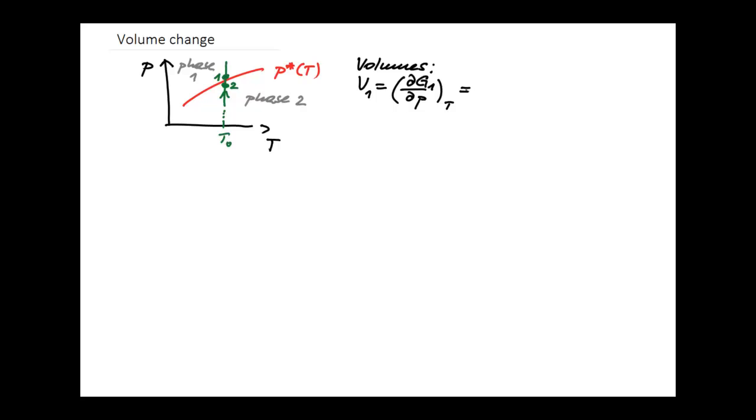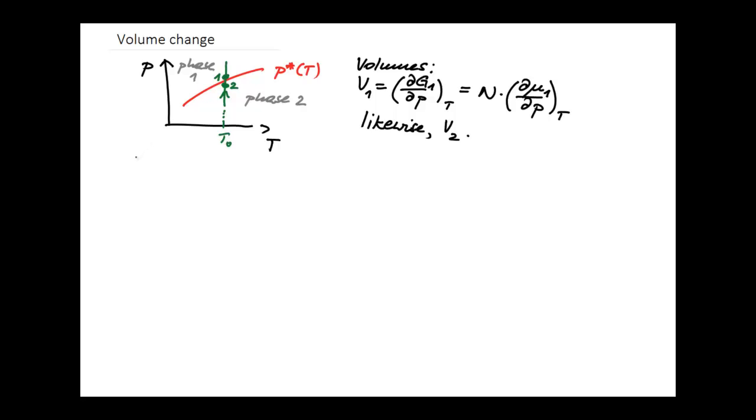Once again, free enthalpy is just particle number times chemical potential. We are in phase 1, so the particle number equals the total particle number, which is constant. It's like a constant factor. And we only have the partial derivative of the chemical potential with respect to pressure at fixed temperature T. And likewise, we have a formula for V2. I don't write it out here, but it's the same formula, only with the chemical potential of phase 2.